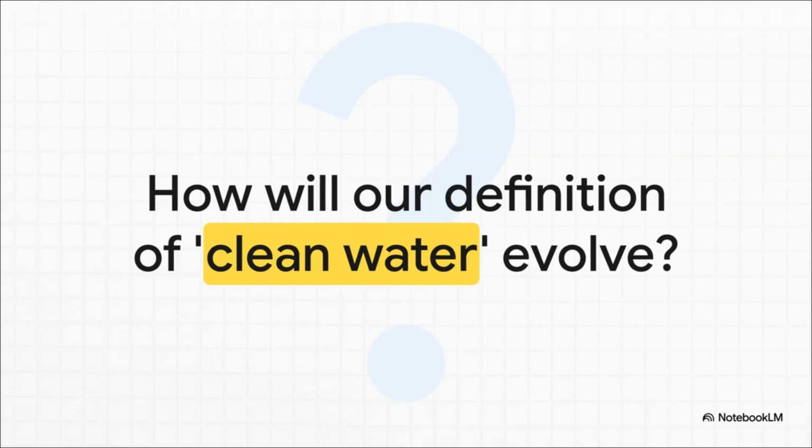And that brings us to a final thought-provoking question. Our lab methods are getting ridiculously good. We can now detect contaminants at parts per trillion levels, which is like finding one specific drop of ink in an entire Olympic-sized swimming pool. As our ability to find anything in water gets better and better, how will that change our definition of what's clean or safe? That question is going to shape the entire field of water treatment for decades to come.